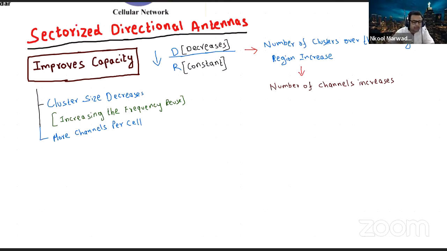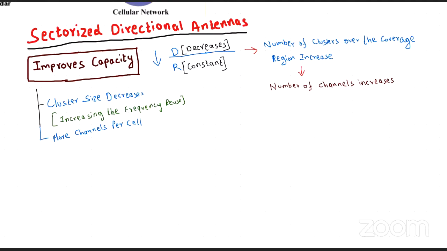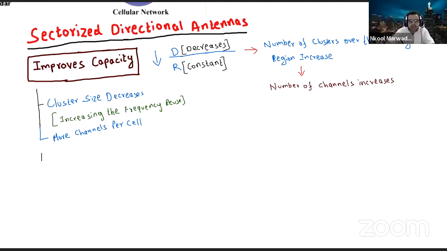Now one more point we will discuss, one more benefit. Cell sectoring improves the S by I ratio, that is, the signal to interference ratio.